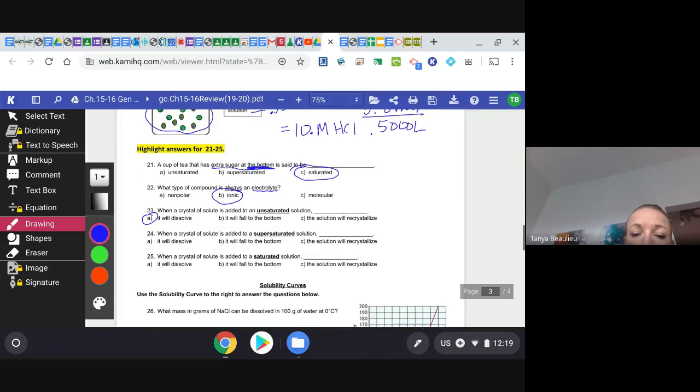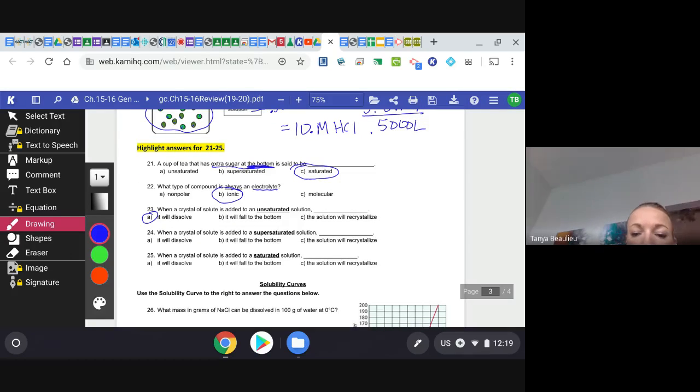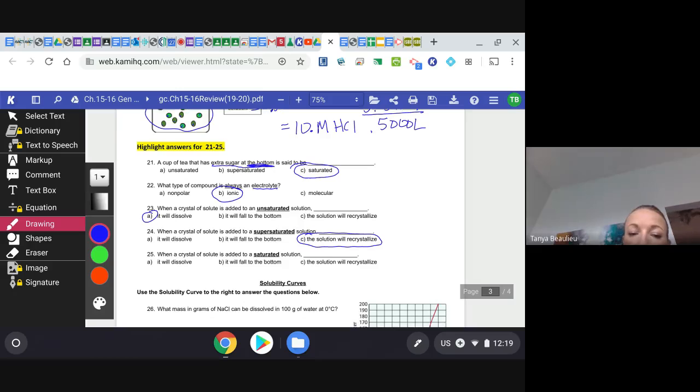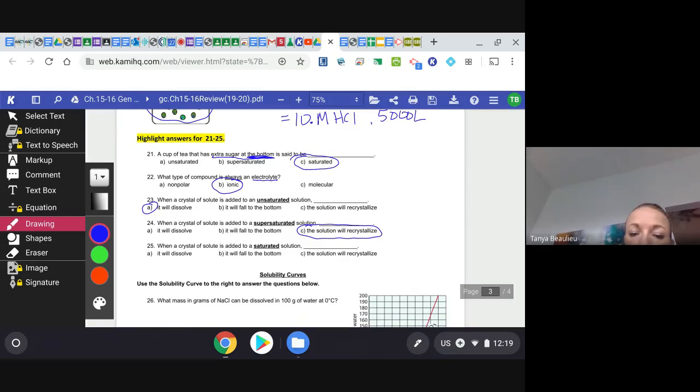If it is supersaturated, and you watched a couple of those videos that I requested that you watch, you would have seen this. When a crystal of solute is added to a supersaturated solution, that disturbs the solution and causes it to recrystallize, or to precipitate out of solution. Those are all the crystals that you see forming within that solution. If I add a crystal of solute to a saturated solution, it's already at the maximum amount. It won't hold any more. It's just going to fall to the bottom.